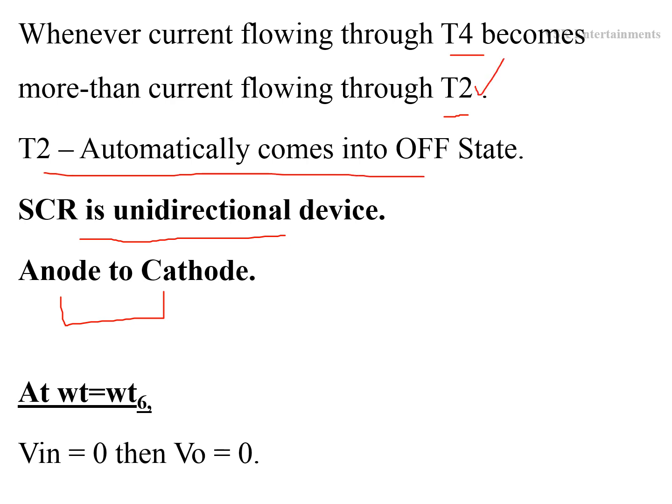Similarly, at omega t is equal to omega t6, that is nothing but the ending of the negative half cycle, input becomes 0 and output also becomes 0. This is the working of AC chopper for one complete cycle of input voltage. The same procedure repeats for the remaining positive and negative half cycles. Now we are going to discuss the waveforms of AC chopper.